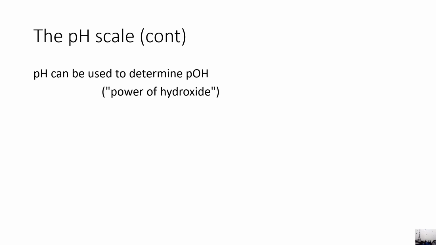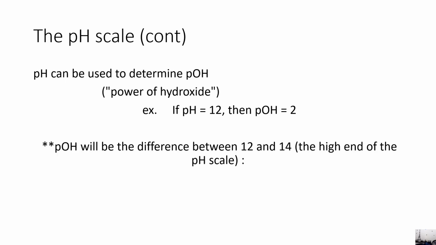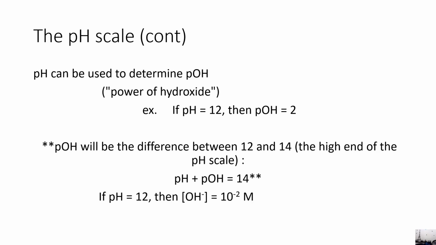Now pH can be used to determine pOH, that is the power of hydroxide. So if pH is equal to 12, then pOH will be 2. So pOH basically will be the difference between 14, the higher end of the pH scale, and the pH value given. So pH + pOH will be equal to 14. So if pH is 12, then OH- will be 10^-2 molar.